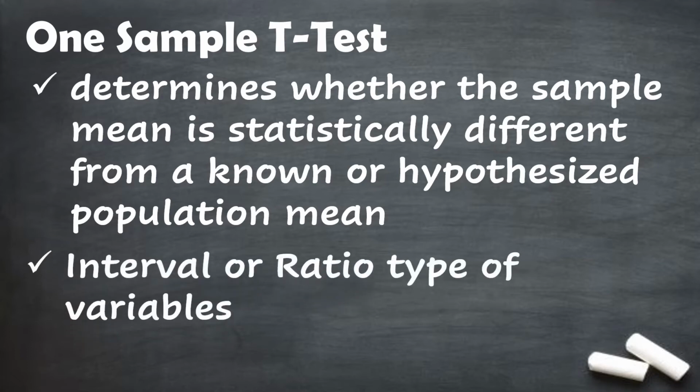Next, the variables under one sample t-test should be interval or ratio. We already discussed how we're going to classify variables if it is under interval or ratio, so I will no longer discuss it.